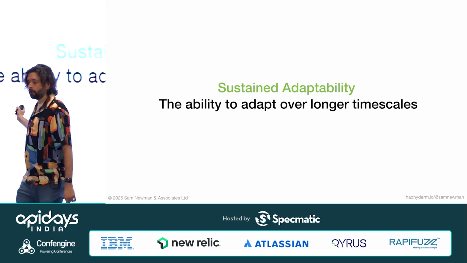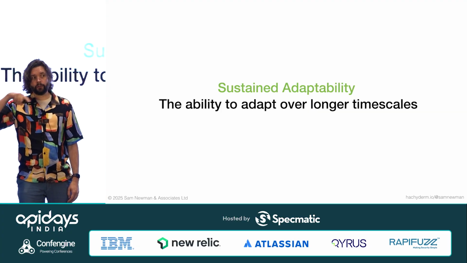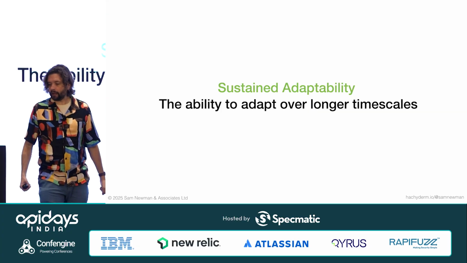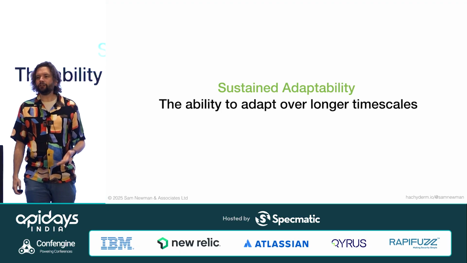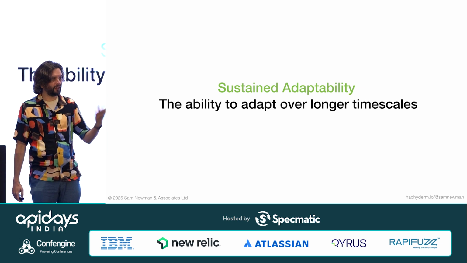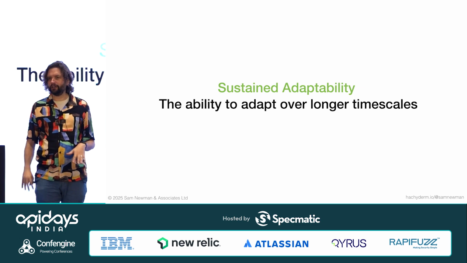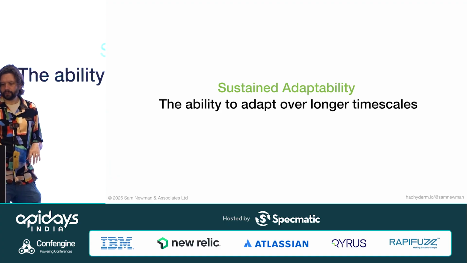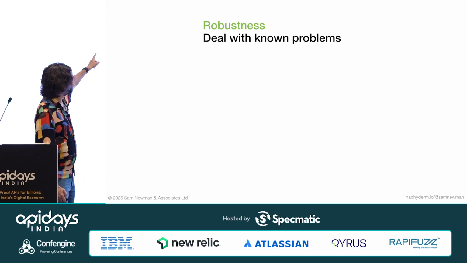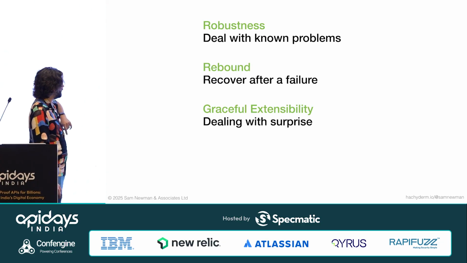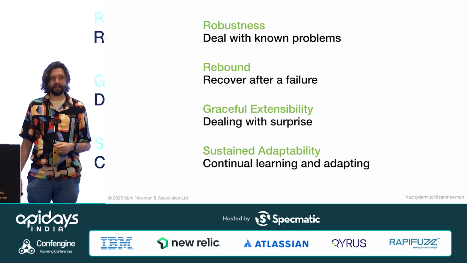Likewise, you need to be an organization where it is safe to learn from when things go wrong. This is a theme we'll come back to a bit later on. How easy are we able to adapt and learn from our mistakes? So planes don't fly through volcanic ash anymore. We've learned that, which is why when that volcano erupted in Iceland, air travel was grounded across large parts of Europe. So our ability to learn is key in all of this. So we've got dealing with known problems, recovering after failure, dealing with surprise, and our ability to continually learn and adapt.